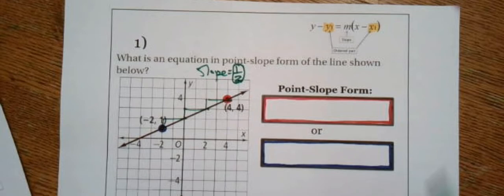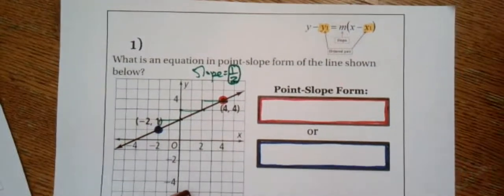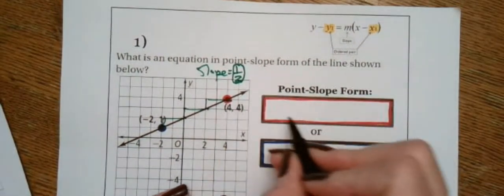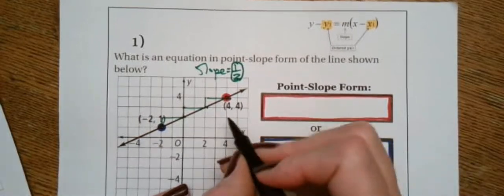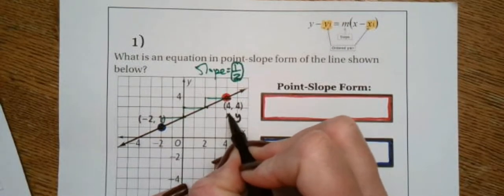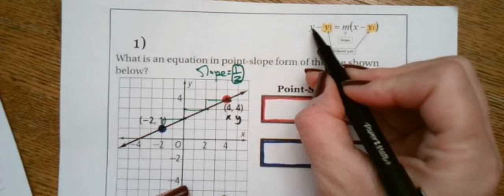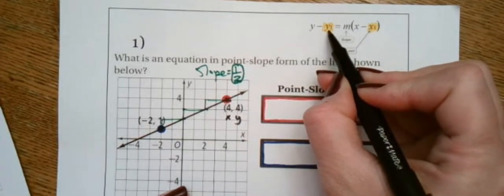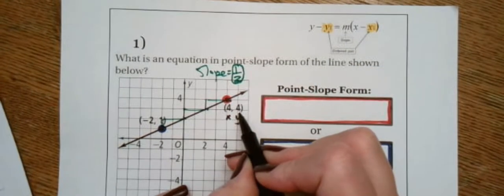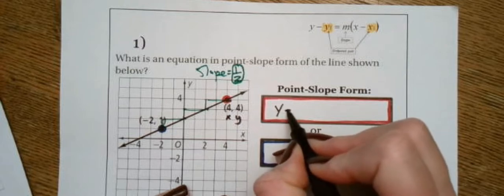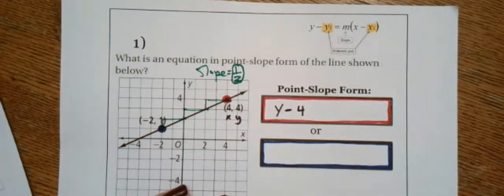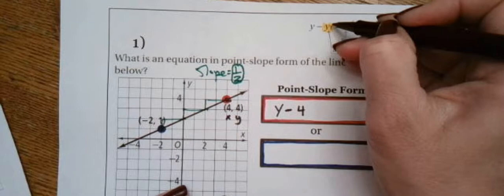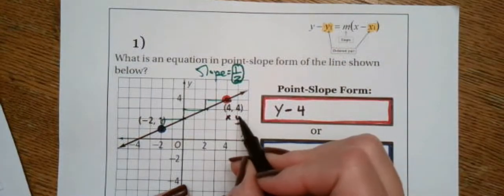Okay, once we know the slope, we can do this. So this point (4, 4), we're going to put in the point-slope form right here. Remember, this is the x, this is the y. So we're going to start off with y minus the y-coordinate from this point, and that is 4. I'm literally just plugging the number 4 in right here because that's the y-coordinate.